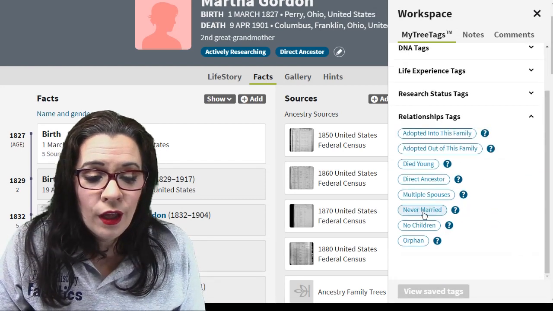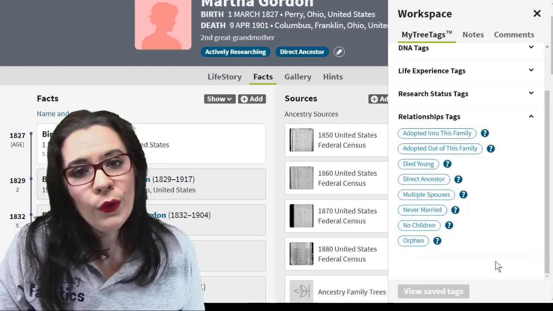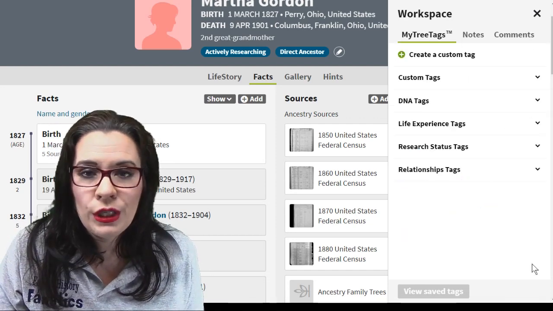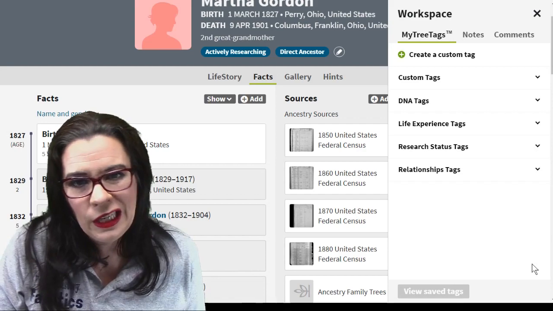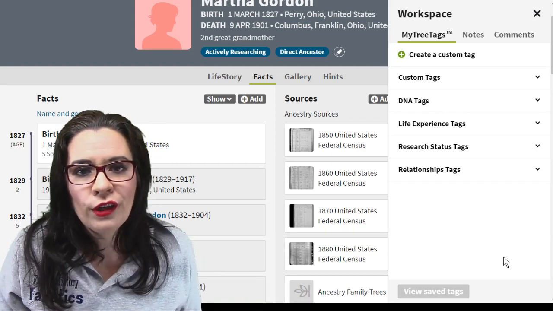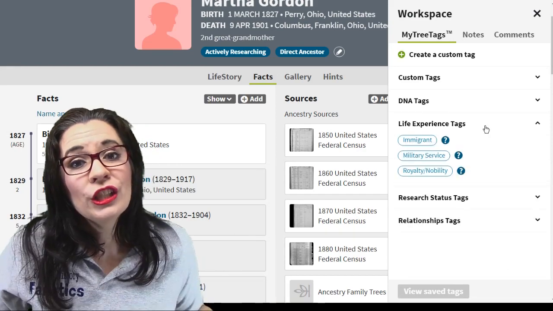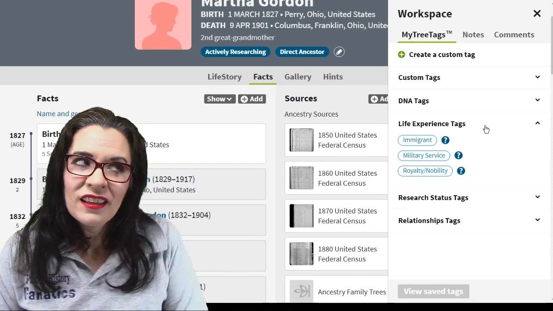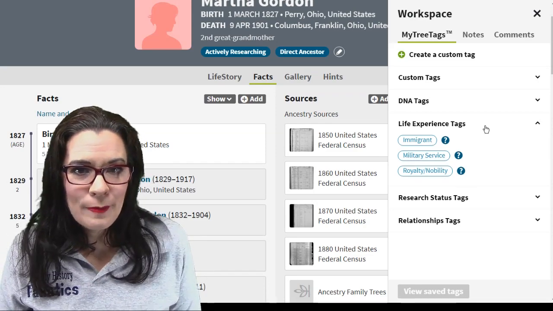But you can also add never married, no children, and orphaned. Very self-explanatory. I really like your relationship tags, even though the adopted one I'm not a big fan of as it currently stands. As far as universal tags go with life experience tags, Ancestry hasn't given us very many.